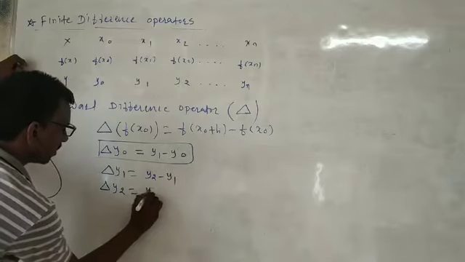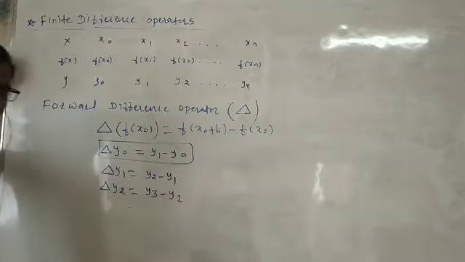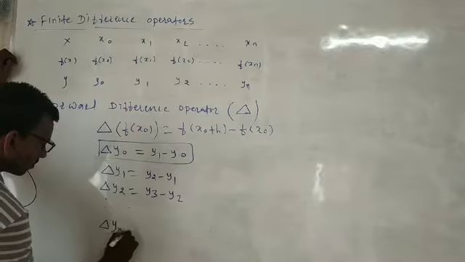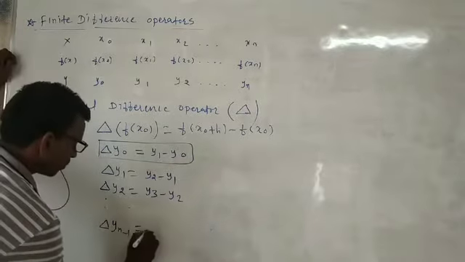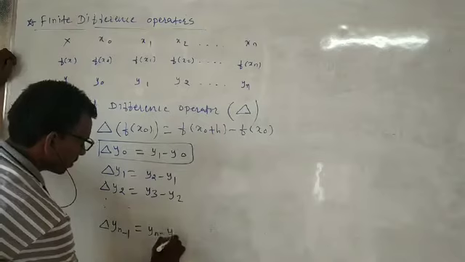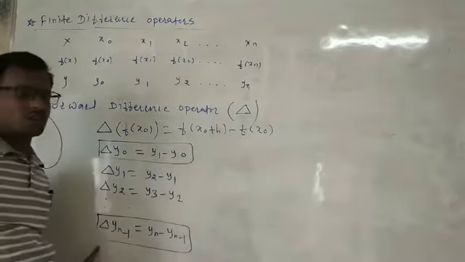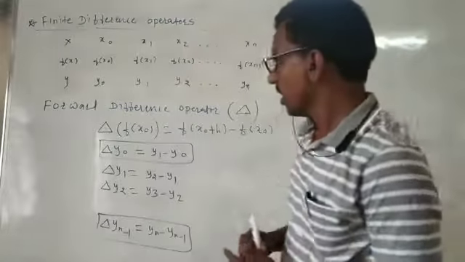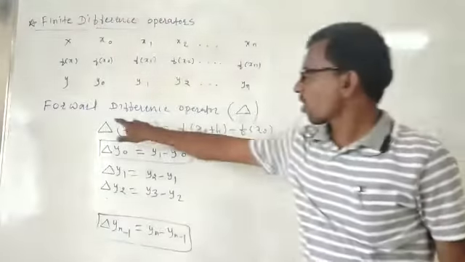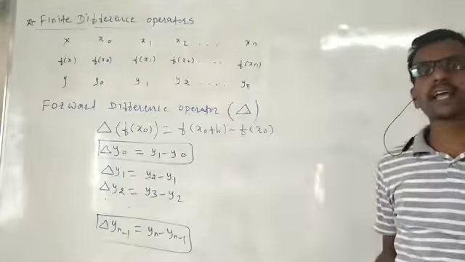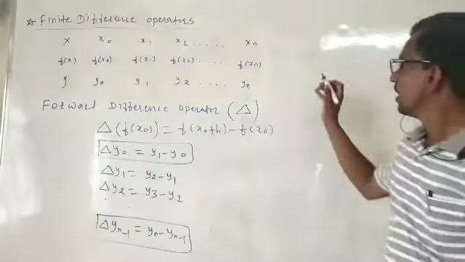And in general, the forward difference operator of y(n−1) is equal to yn minus y(n−1). Now this is the first order finite forward difference operator. Similarly, we can define the second order forward difference operator.